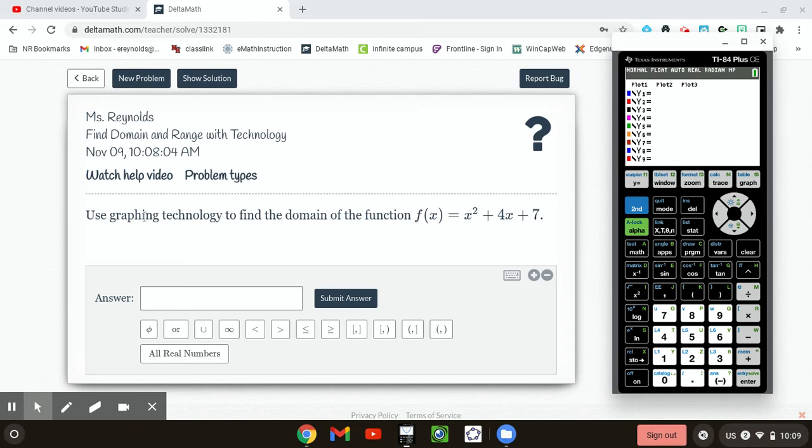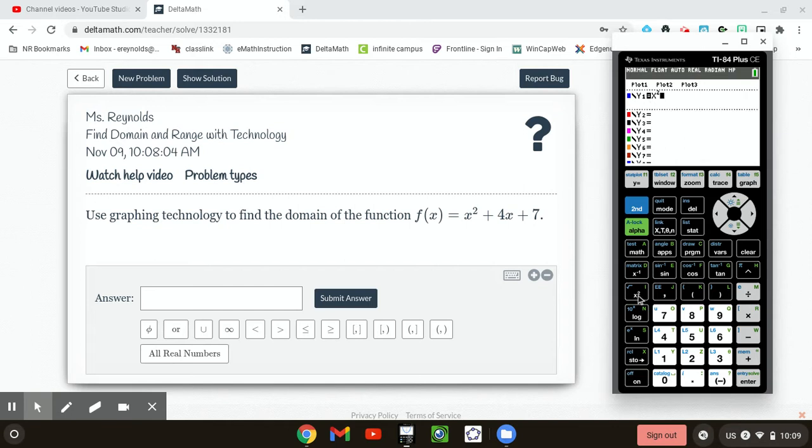So you're going to open it up and have it open on your screen while you're working on the Delta Math assignment. Now I'm going to hit clear, and for these problems you're going to need to graph, so you're going to want to use the y equals button here. That is how you put an equation into your graph.